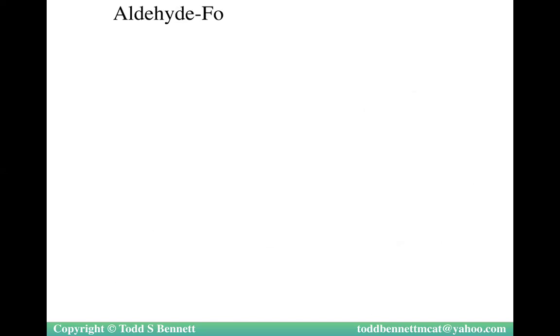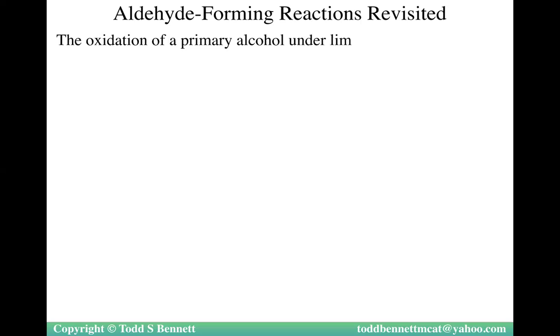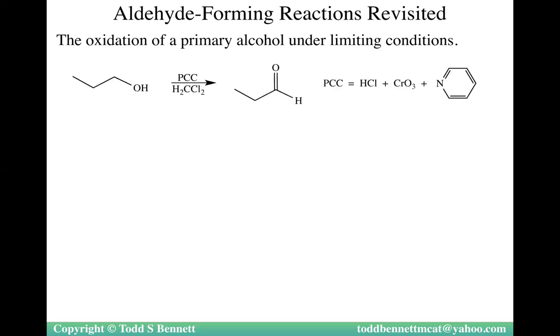Okay, onward we march. So, aldehyde forming reactions revisited. So we oxidized alcohols to turn them into aldehydes, but one of the constraints was we had to make sure we put a poison in there. So just revisiting this, this is a primary alcohol. Primary alcohols have 2 H's to lose. You only want it to lose 1 H, so you have to put pyridine in there. That compound is the P.